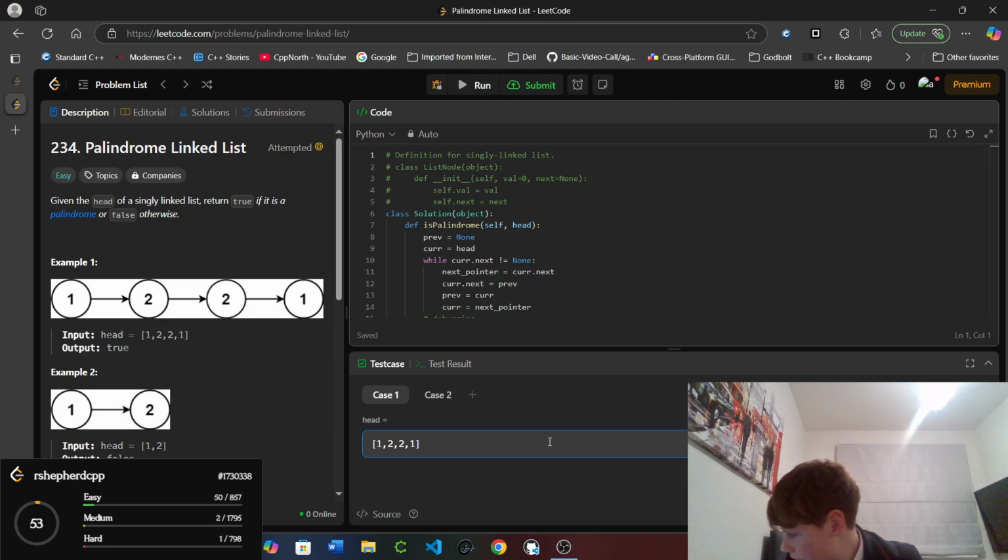So here we have fast equals slow equals self.head. While fast and fast.next, then we're going to do slow equals slow.next. Fast equals fast.next.